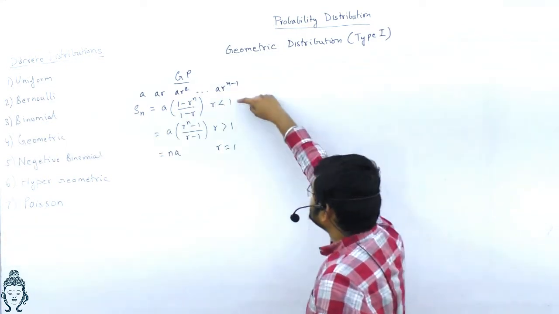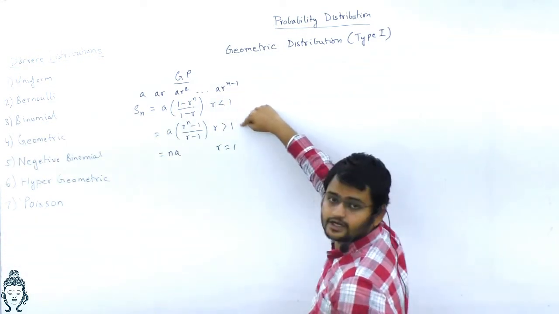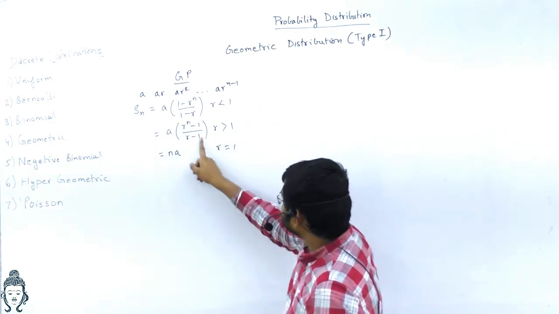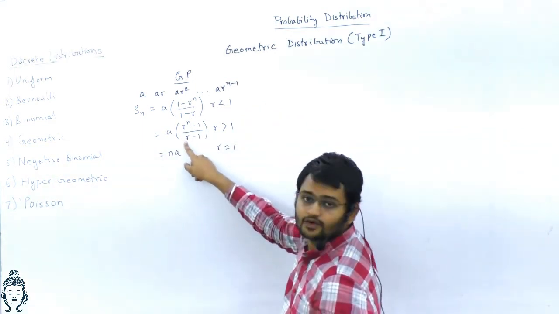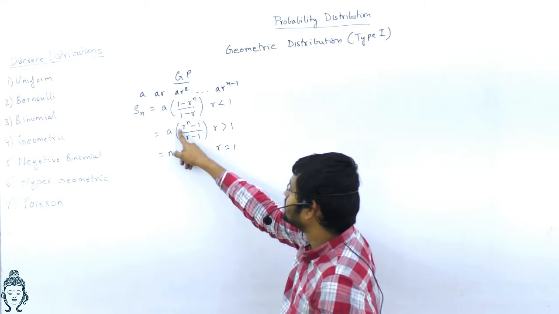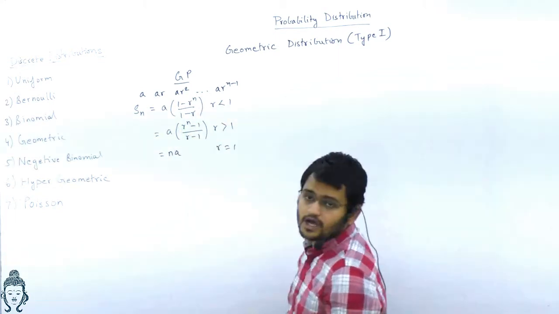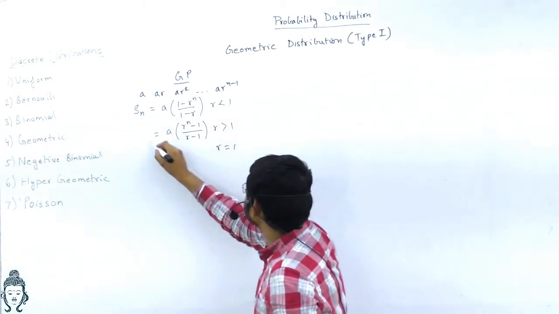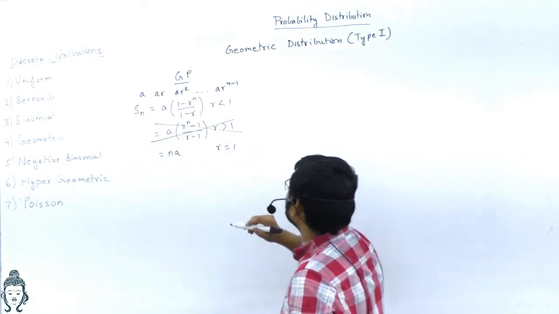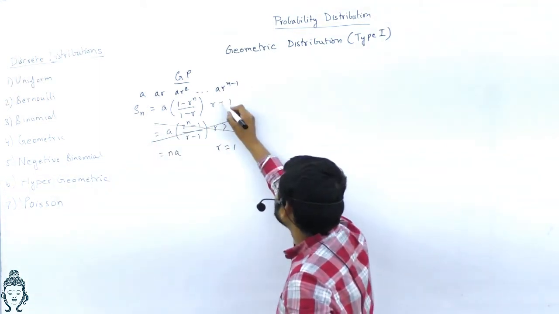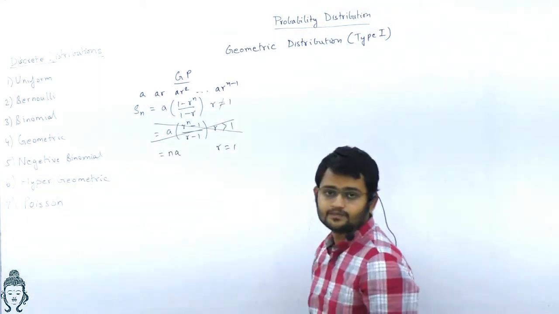Now if you see, the first term and the second term is basically the same thing. If you take minus 1 common from the denominator as well as minus 1 common from the numerator, you get the above value. So I would suggest to remember only 1, that is r not equal to 1.